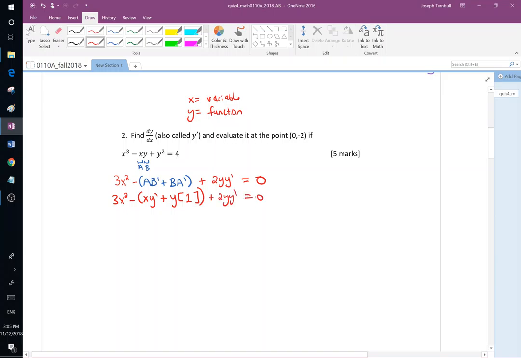Okay, now at this point, it's safe to replace, if all you wanted was y prime at the point, it'd be safe to replace the x's and y's with 0 and negative 2 respectively. However, we're going to keep going, I'm going to isolate. Be careful with the next step: that negative sign has to be distributed through the bracket.